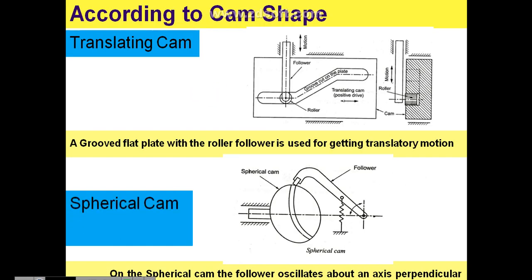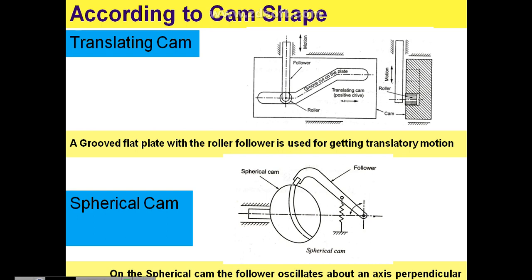Then the next one is the translating cam. Translation means moving left to right or right to left. So here you can see the cam having a groove with a unique path. The follower is fixed in the groove, so when the cam moves left to right, the follower is going to move up and down. Likewise, the translation motion of the cam is going to give the translation motion to the follower.